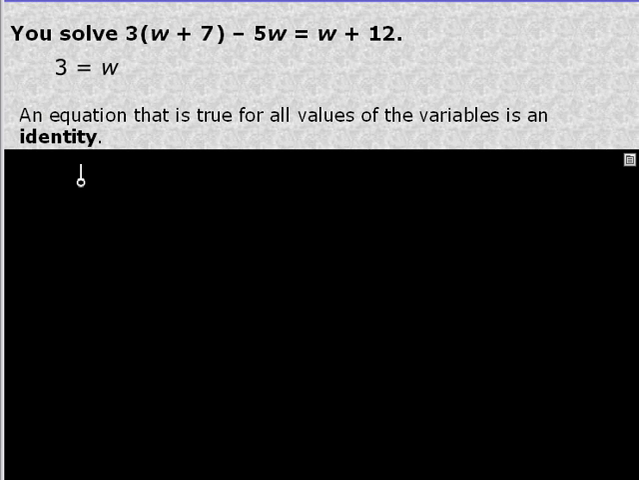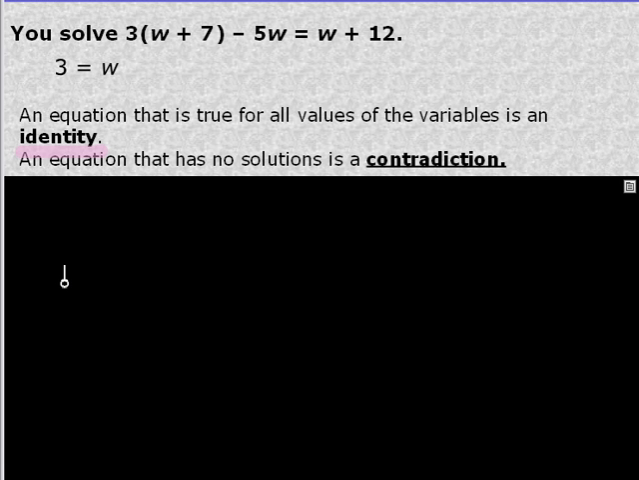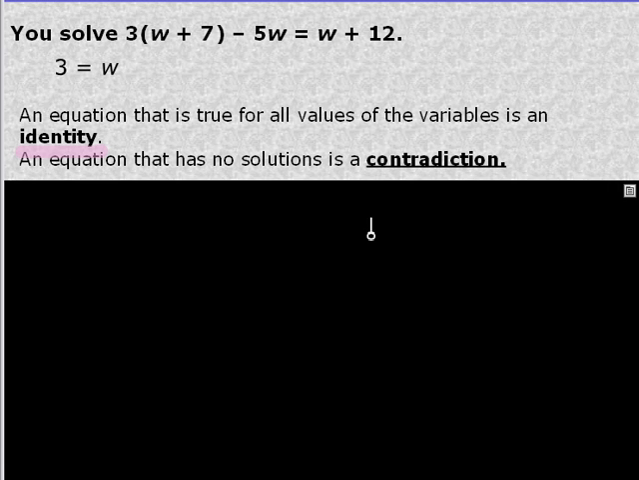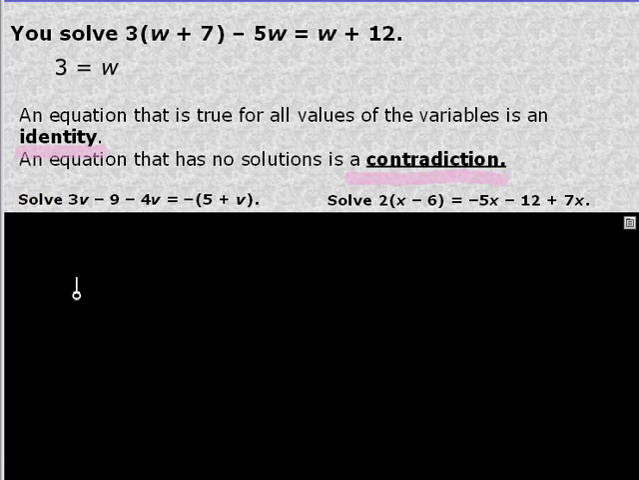An equation that's true for all values of a variable is an identity. And you probably are trying to figure out how that happens, and I'm going to give you an example. An equation that has no solutions is a contradiction. So these are two terms we're going to use throughout the year. If there's an infinite number of solutions, that's an identity. If there are no solutions, it's a contradiction. So let's look at examples.